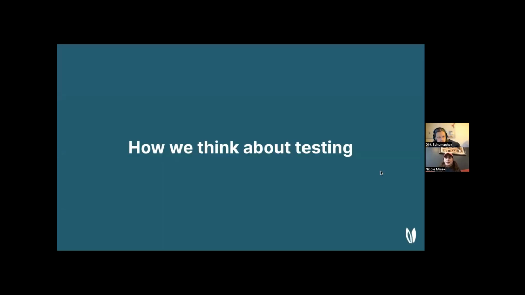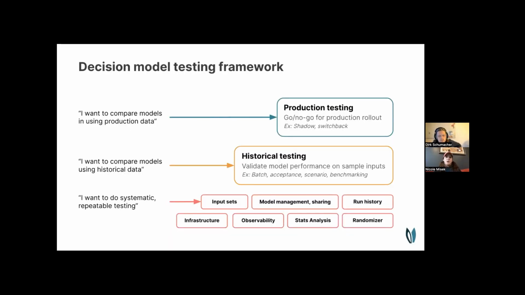So now I'm going to go into how we think about testing and how we set up a workflow for getting up to that point of testing in a production environment. At Nextmove, we think about decision model testing with this framework. We bucket our tests into 2 categories. One is production testing. This is essentially your go, no-go gate for production rollout. These are things like shadow testing and switchback testing, which is the focus of this talk.